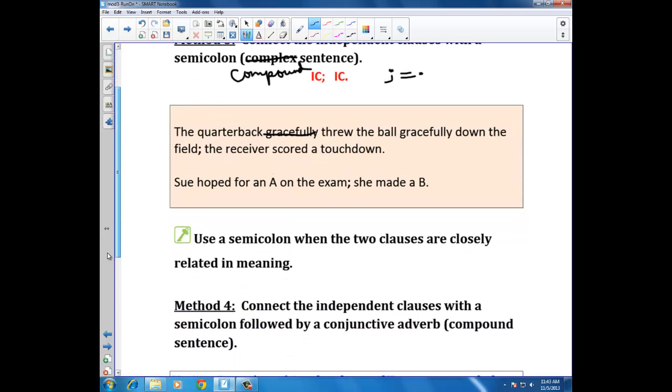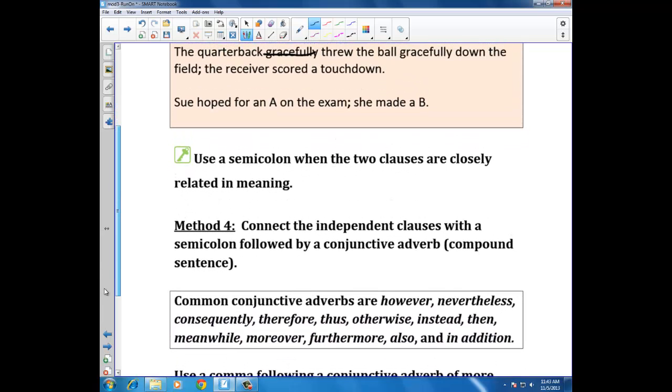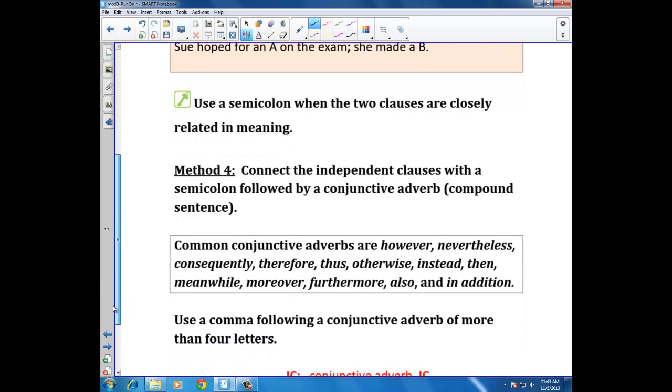Method 4, connect the independent clauses with a semicolon followed by a conjunctive adverb, forming a compound sentence. Common conjunctive adverbs are however, nevertheless, consequently, therefore, thus, otherwise, instead, then, meanwhile, moreover, furthermore, also, in addition. Many students confuse conjunctive adverbs with fanboys. Here's an easy way to remember the difference.